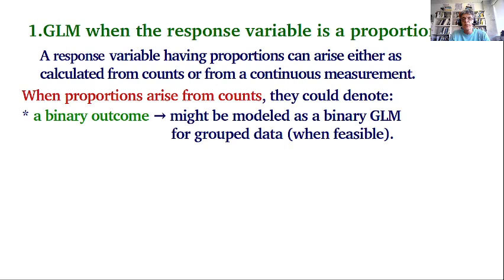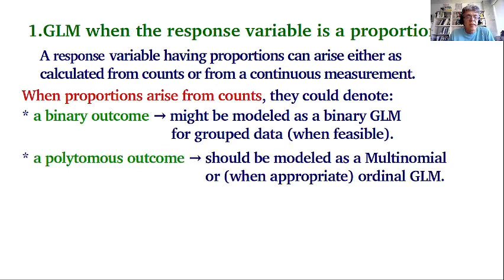And this can only be done when it's feasible, and feasible here means when all the rows in the data frame have the same values for the explanatory variables. Alternatively, it can come from a polytomous outcome, that is, several outcomes, more than two, that exclude each other. And this should be modeled either as a multinomial or, when appropriate, as an ordinal GLM. I'm not going to talk about either of these two models in this set of videos.